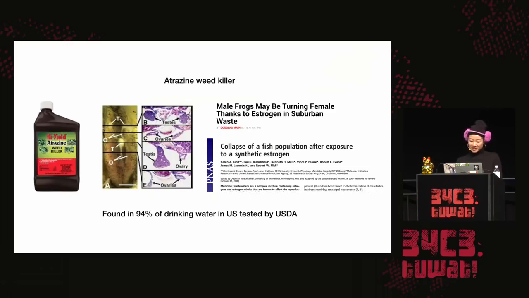And of course, when ecologists began noticing frogs growing ovaries next to their testicles, the media decided, okay, well, let's blame the suburban housewives for peeing their birth control prescriptions into the water supply, until they soon realized that what's causing these gonad deformations was actually coming from atrazine, a really common pesticide used in the US agro industry.